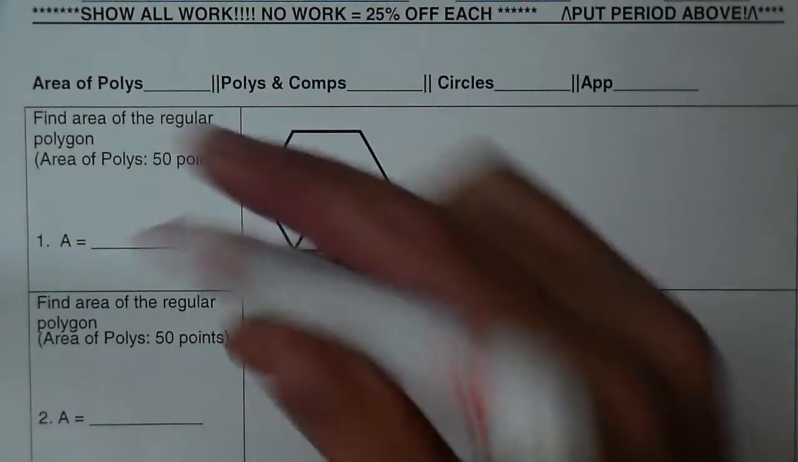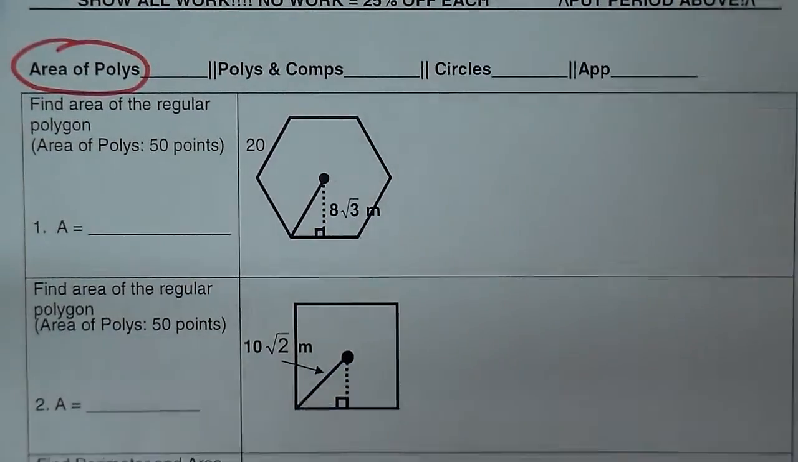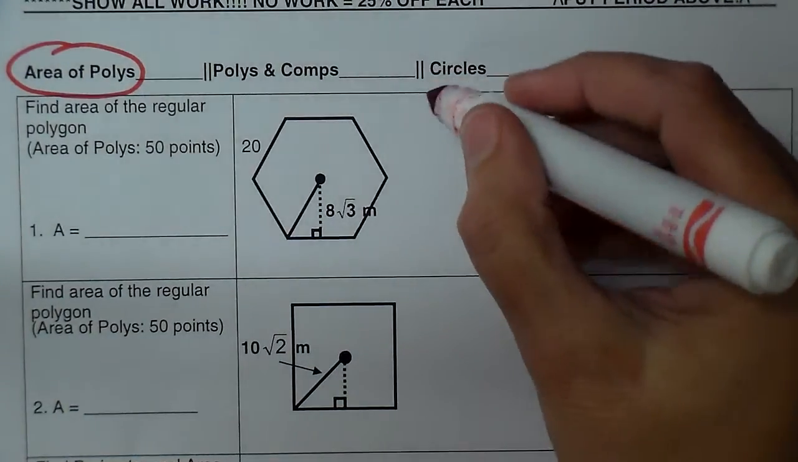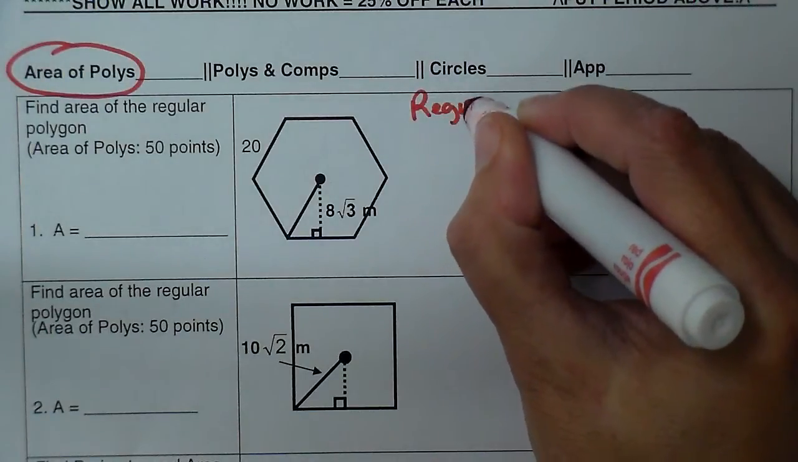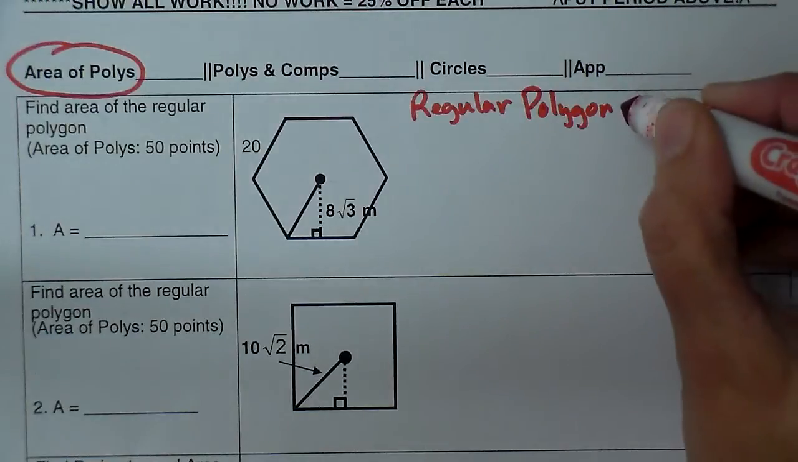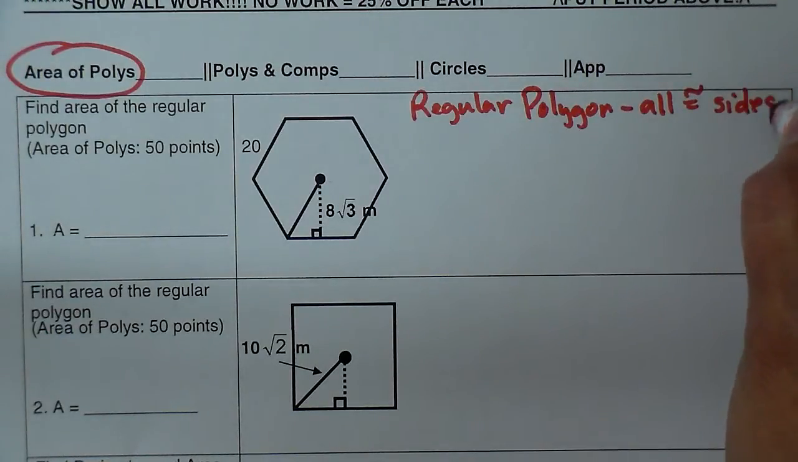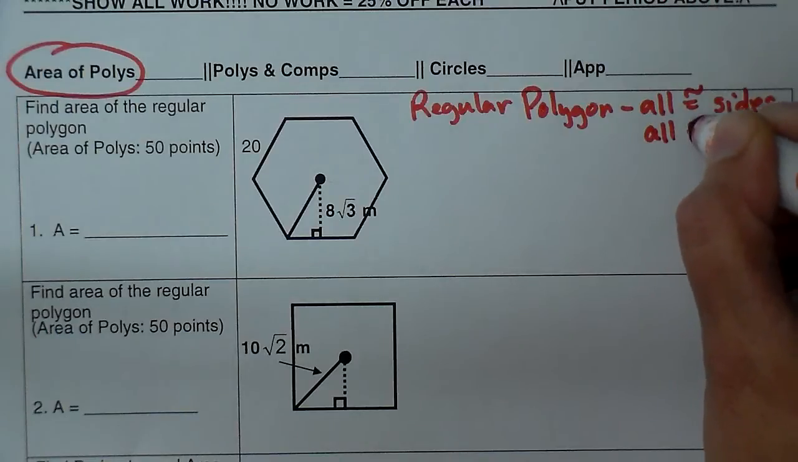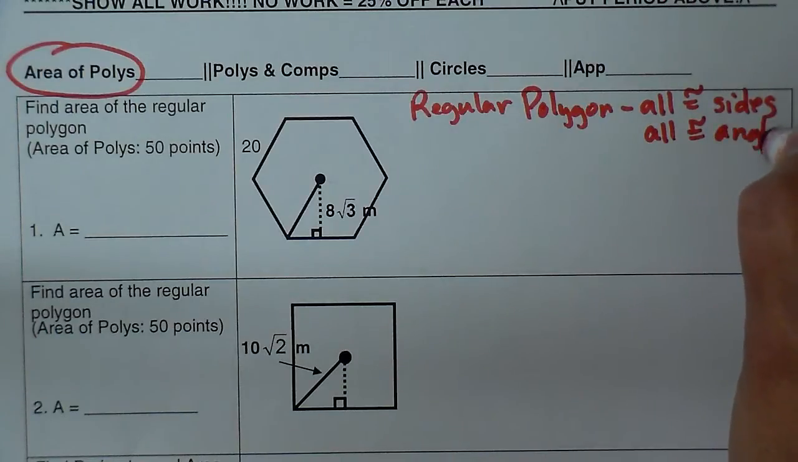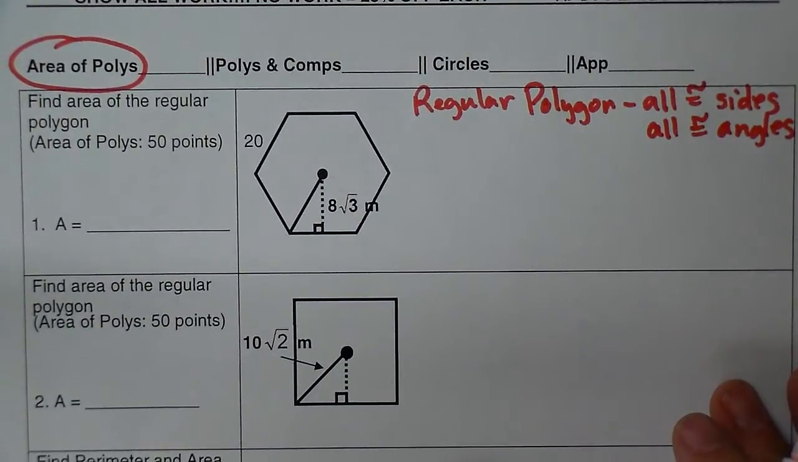All right, so the first one we're going to do is areas of polygons. So we're going to look at the area of a regular polygon. Now, a regular polygon, if you remember, I'm going to come down here and write it here. A regular polygon is a polygon with all congruent sides and all congruent angles. So if it's regular, that means all the sides are congruent as well as all the angles.